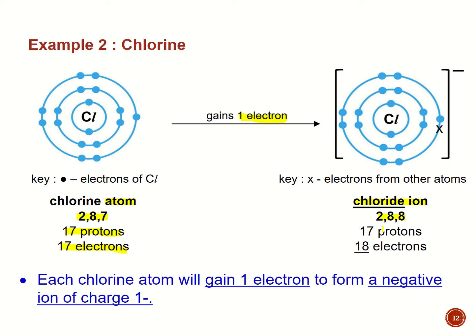So in this chloride ion now, I will have 17 protons and 18 electrons. So there are more electrons, and since there's 1 more electron compared to the number of protons, the overall charge on the chloride ion is 1 negative. So we say that each chlorine atom will gain 1 electron to form a negative ion of charge 1 minus. Now we have come to the end of this chapter.